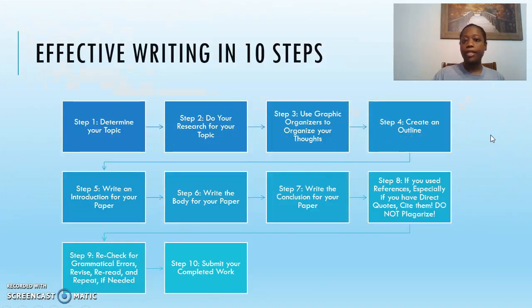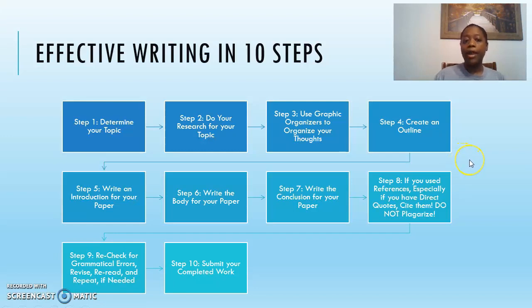So effective writing is done in 10 steps. It's kind of my philosophy. Step 1, you determine your topic. Step 2, you do your research for your topic. Step 3, use graphic organizers to organize your thoughts. Step 4, create an outline.